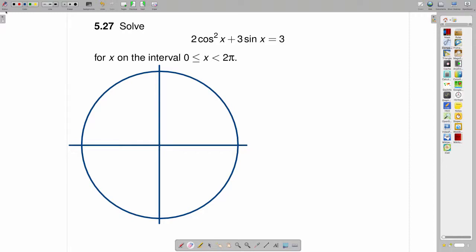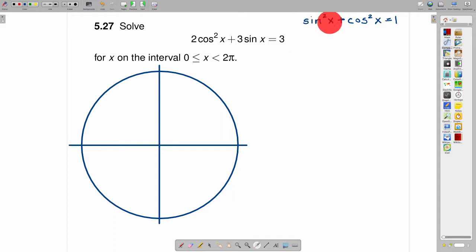Solve 2 cosine squared x plus 3 sine x equals 3 for x on the interval 0 is less than or equal to x is less than 2 pi. I start out here by writing the Pythagorean identity, which is sine squared x plus cosine squared x is equal to 1. The reason I'm writing that identity is I've got cosine and sine mixed together here. And if I can somehow use this identity to get this all in terms of cosine or all in terms of sine, that would make this a little bit easier to solve.